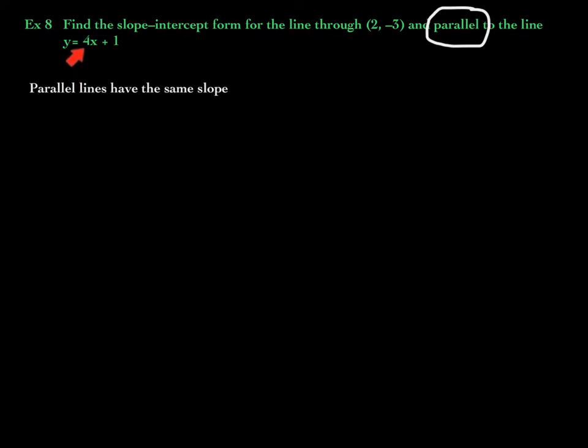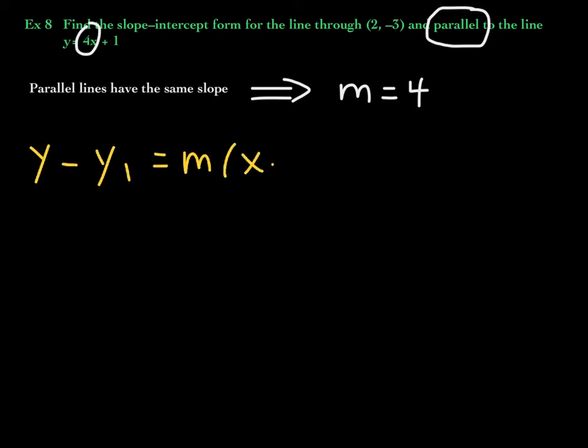Well, the slope of this line is 4, right? Because this is mx plus b form. So if this guy's slope is 4, my slope is 4, right? This arrow here implies that my slope is 4, the same as that guy's slope. All right, now that I have the slope and a point, I can use the point-slope form of a line to find my equation. So y minus y sub 1 is equal to m times x minus x sub 1.